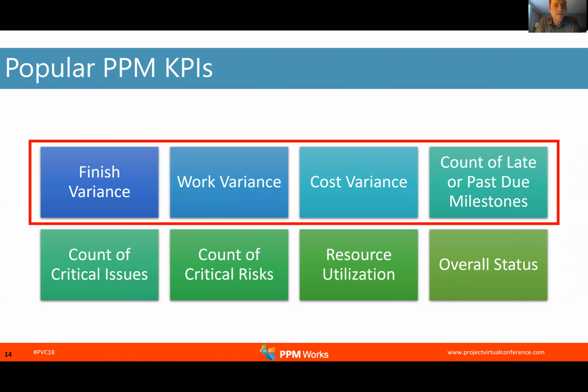So going back to the popular KPIs we looked at, so far we showed finish variance, work variance, cost variance, and a count of late or past due milestones. And really, this first row is all the things you would do using Microsoft Project, using Project Online. The next row here, we're going to have to get a little more advanced.